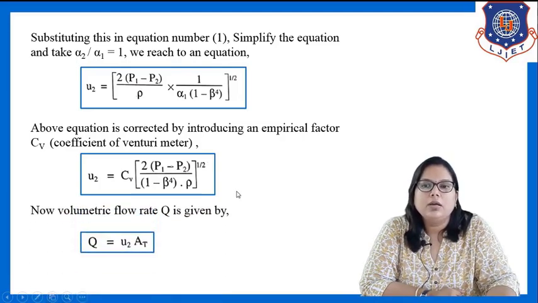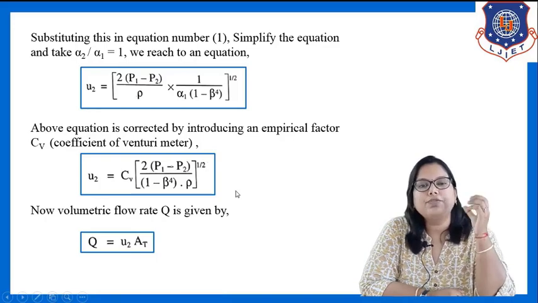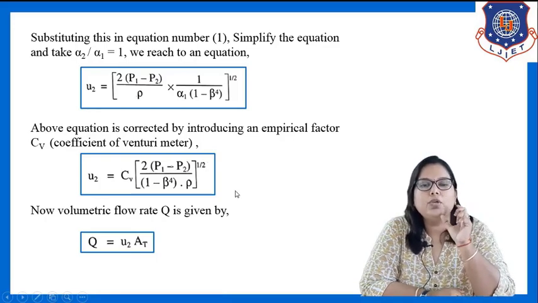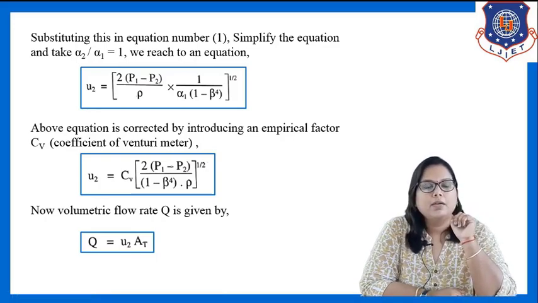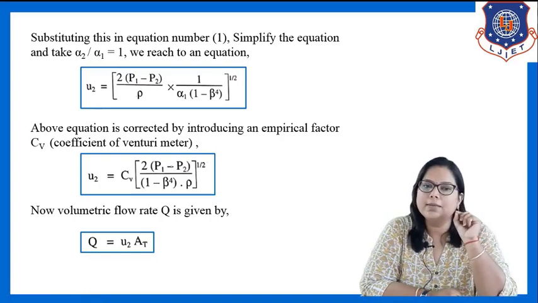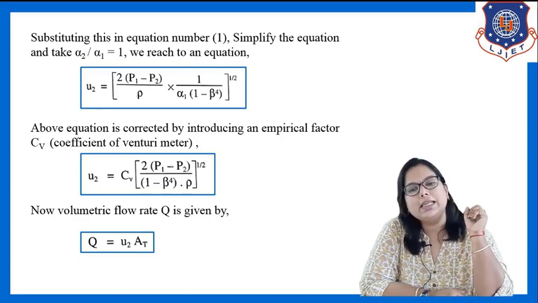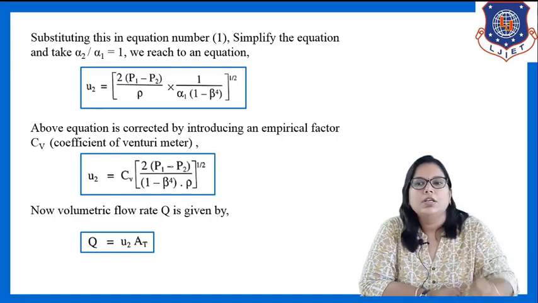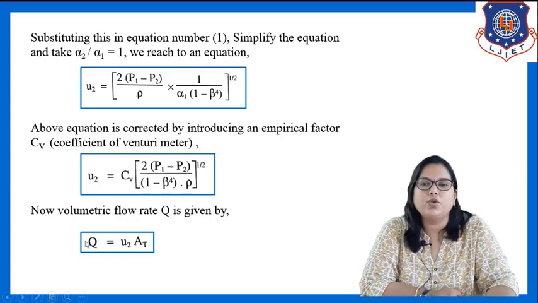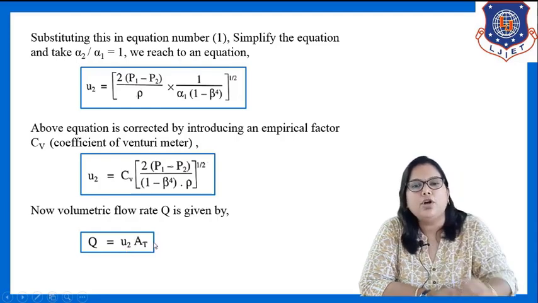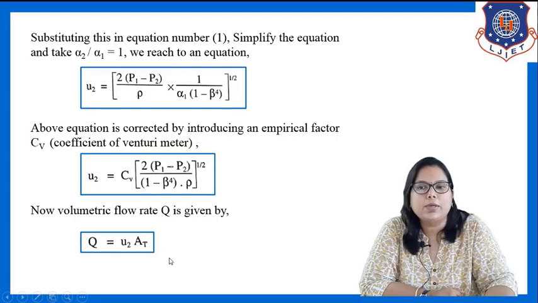Now, what is our final aim? Our final aim is to calculate flow rate. Volumetric flow rate Q equals velocity into area. If I have the value of velocity and area, I can easily calculate the flow rate. So now volumetric flow rate Q equals U2 into AT. U2 is the velocity at throat and AT is the cross section area of the throat. So now put the value of U2 and AT in this equation of Q.